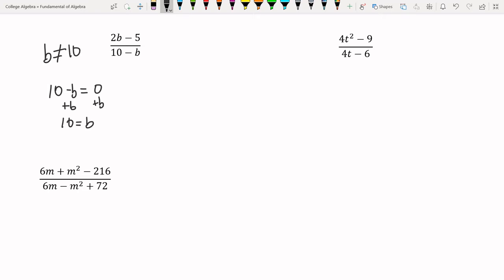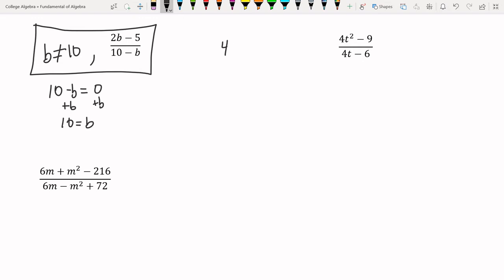With that step done, now we can simplify. So we look at the top and the bottom. Can we factor the top? No, we cannot. Can we factor the denominator? No, we cannot. Is there a greatest common factor? No, there is not. Therefore, this thing is factored, and we just say b does not equal 10. Let's move on to the next one.